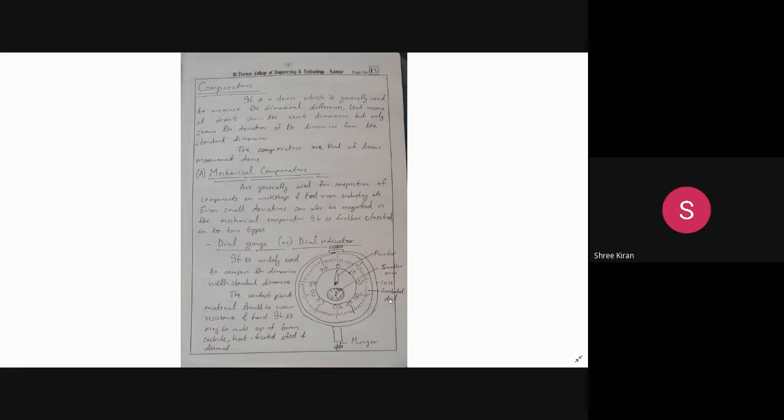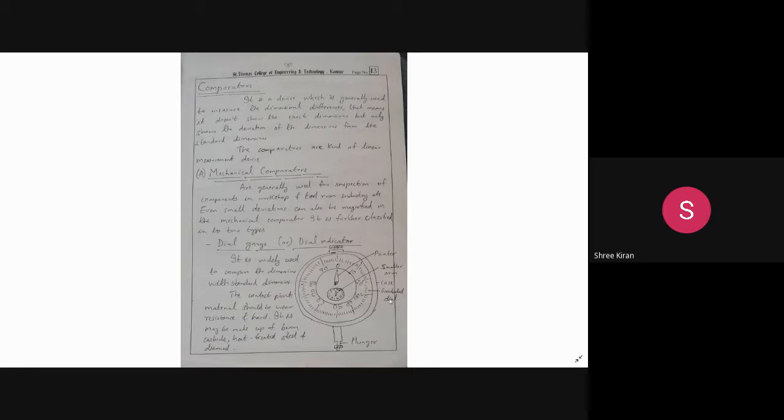When the contact point touches the standard specimen or master, the dial gauge is set to zero by rotating the case. As you remember, we have already done the experiment. I'll just tell how we do the setting in the case of a dial gauge, where the contact point touches a standard specimen or master.